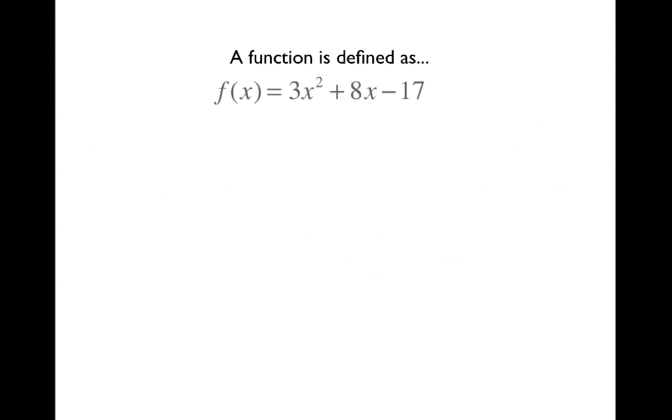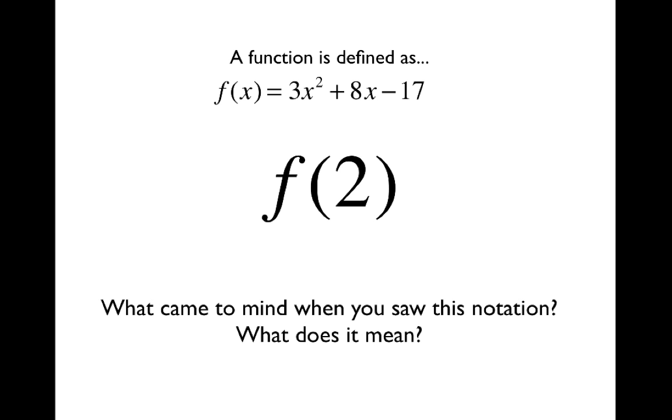Okay. So here is a function f of x equals 3x squared plus 8x minus 17. Same question. When I put up f of 2, what do you think? Now it's telling you to do something, right? Now it means to do something, whereas before it didn't. What do you think? Right. So that's what I'm getting at. No! It still doesn't mean to do something. It still doesn't mean to do something.